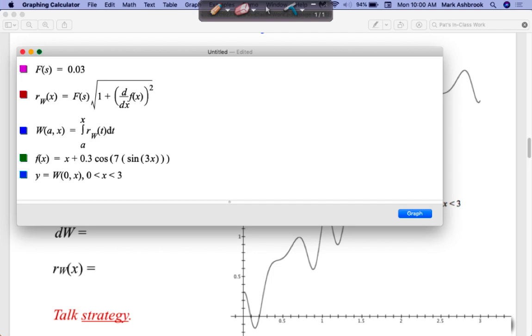So when I graph it, what will we see? Can you make a sketch of that graph? What do you think it'll be like? Decreasing, increasing, wavy. Where does it start?